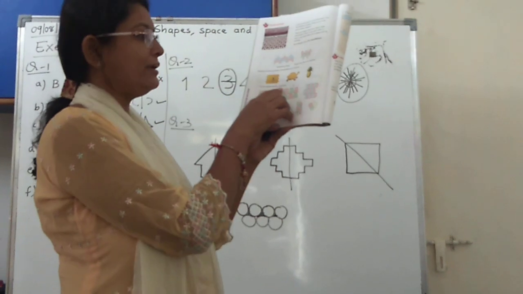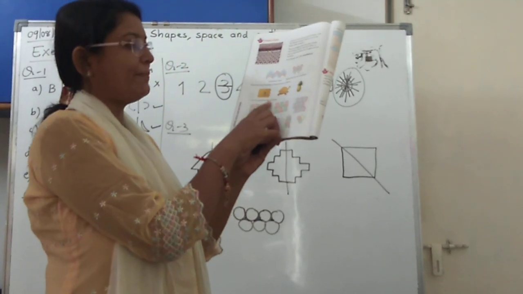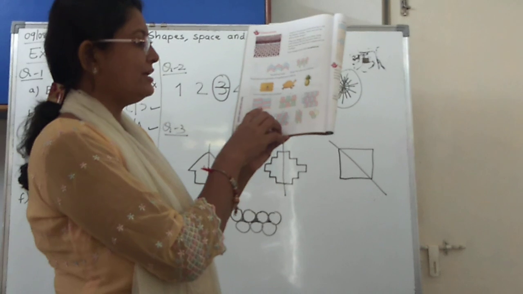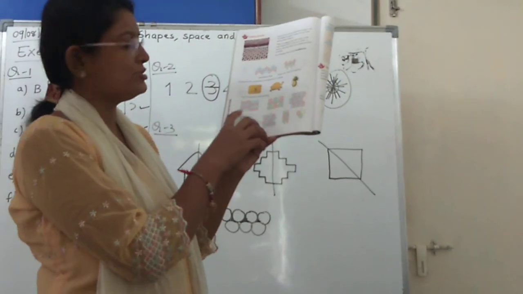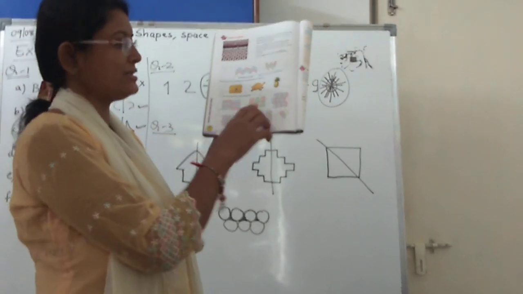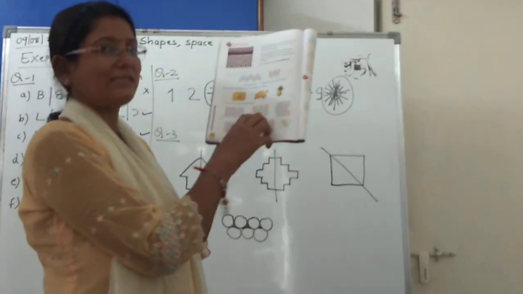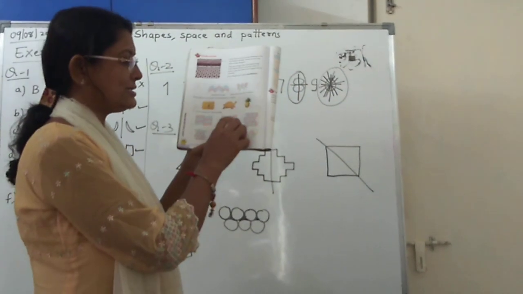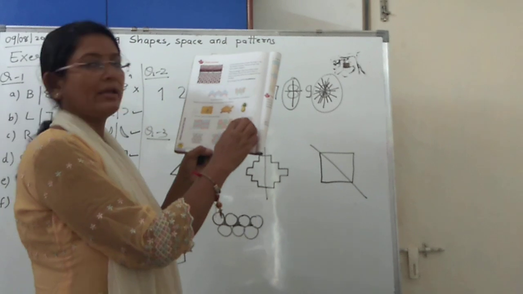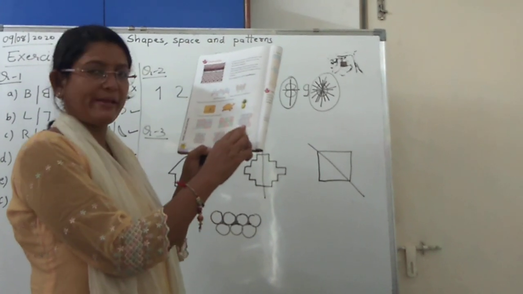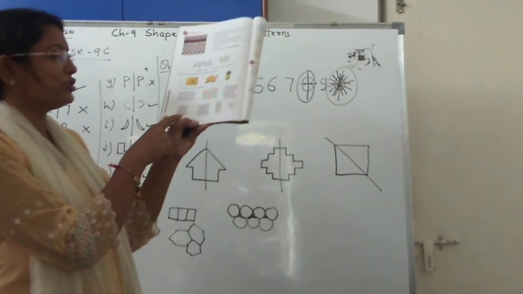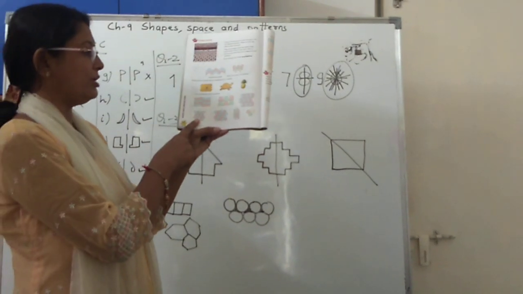Okay, take the pattern that tessellate. See here, no space in between. So, tick mark, it is tessellate. Here space is there, gap is there, so not tessellate, so cross it. Here, again tick mark it, because the space is not remaining in between. Here also, space is not remaining in between, so tick mark.